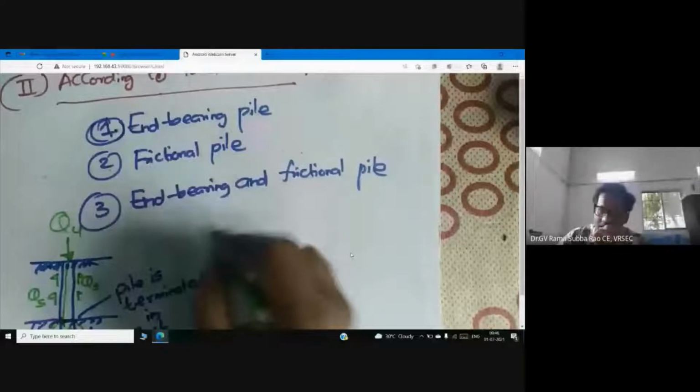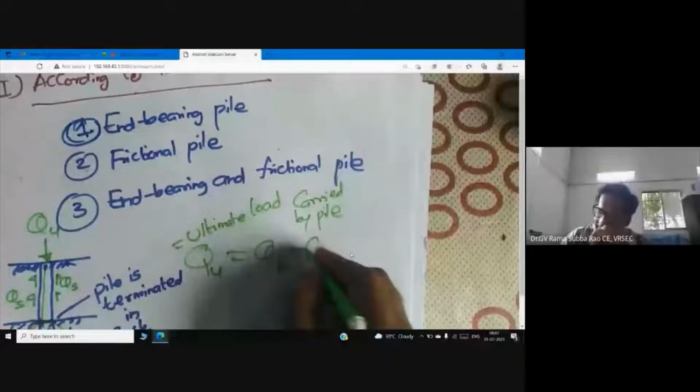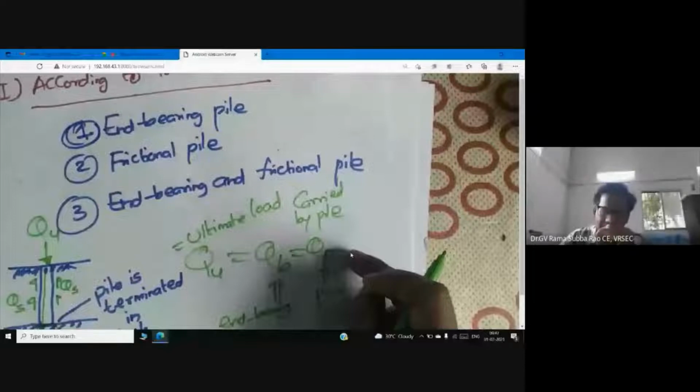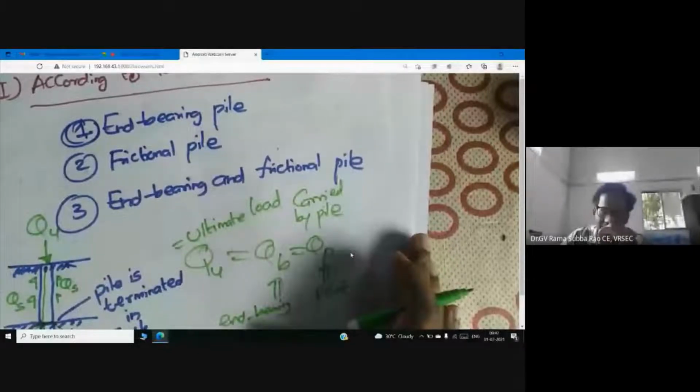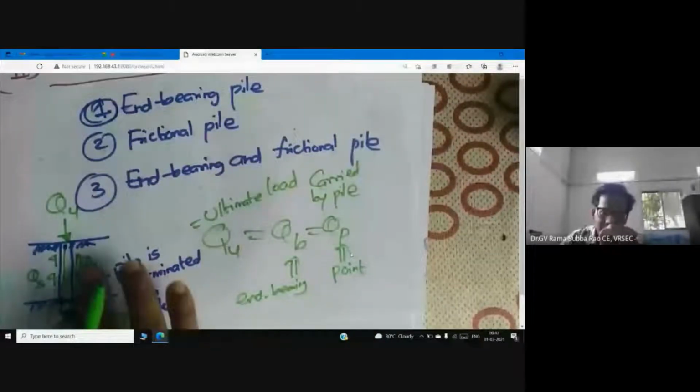Now, what is QB? Sometimes people also write QP. P stands for point. Some people write end bearing. So both are the same. Some books write QB, some books write QP. You can use any symbol, but the thing is that the majority of the load is taken care of by the end. This situation could happen whenever the pile is terminated in hard soil.